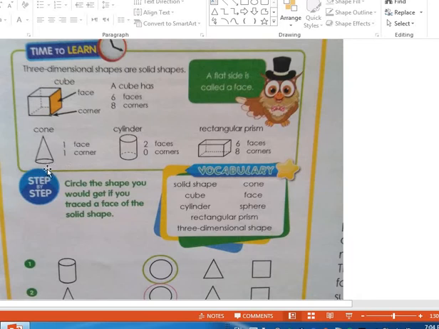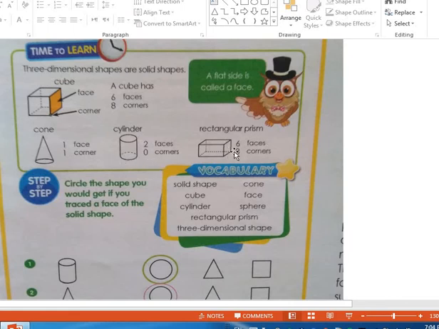One face. Just one face. How many corners? One corner. For the cylinder, how many faces? Two faces. The upper one and the lower one. How many corners? No corners.